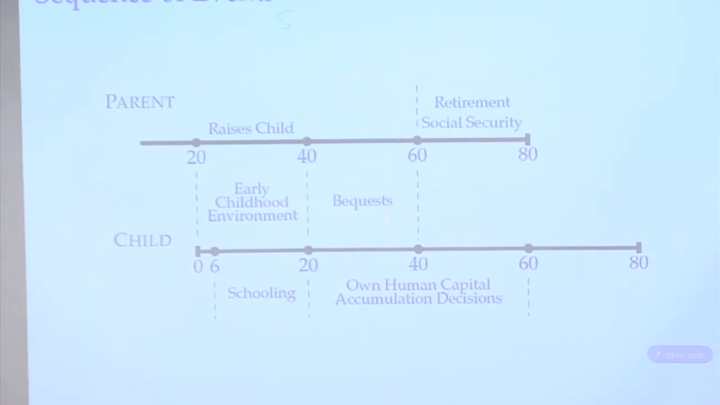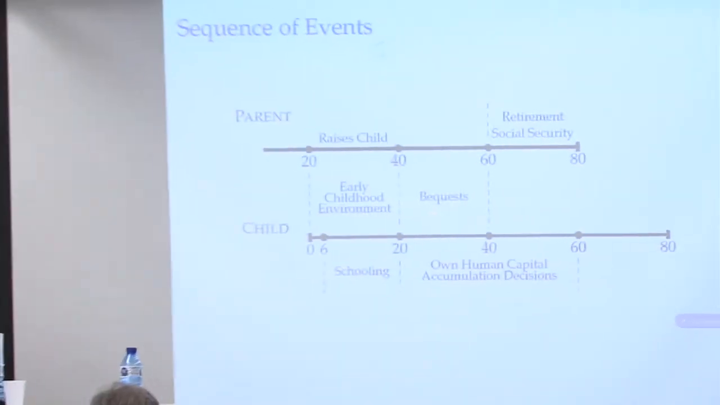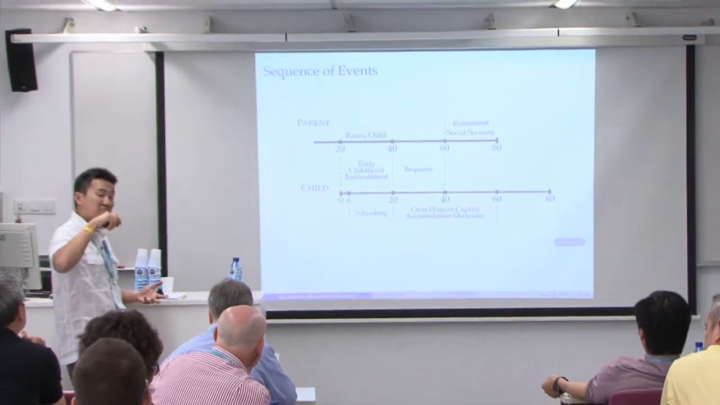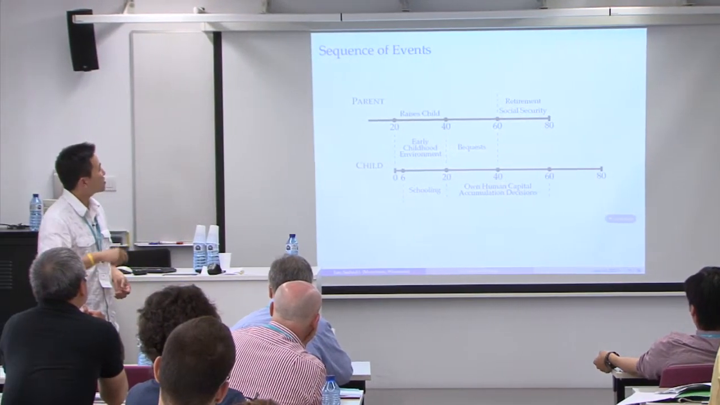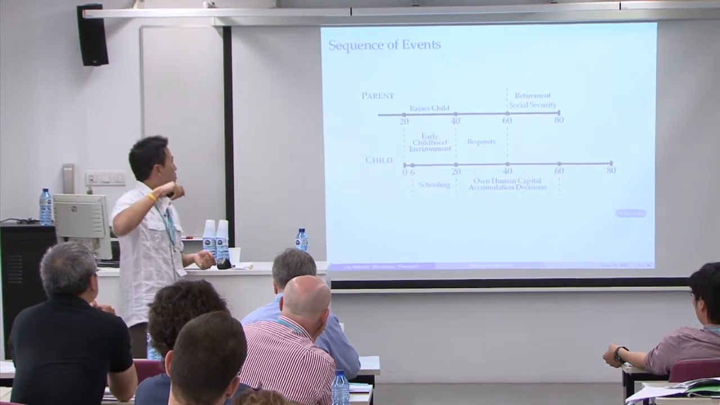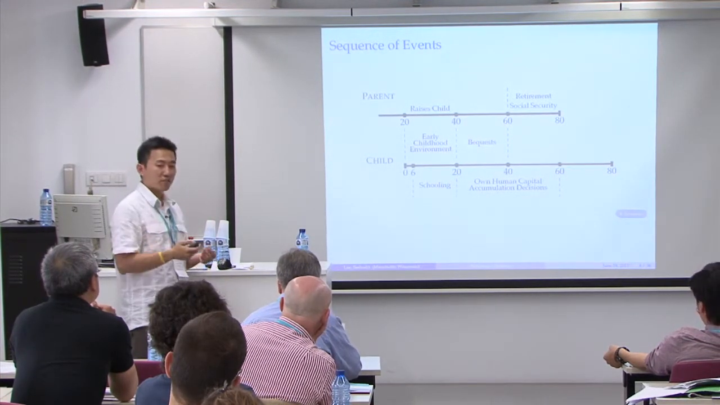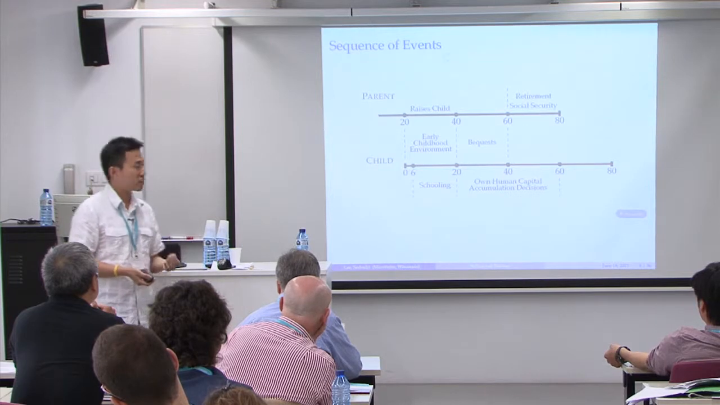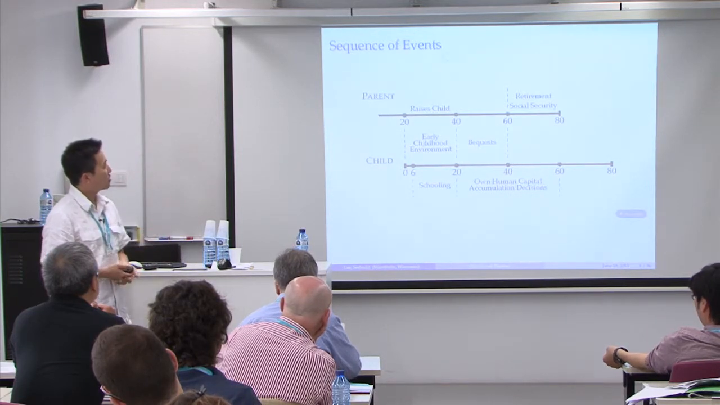And technically, I guess this should be called inter vivos transfers. We're just going to call it bequests for the sake of presentation. And when I try to calibrate the model, we're going to target this to match aggregate intergenerational transfers, not just bequests that you give at the end of the lifetime.